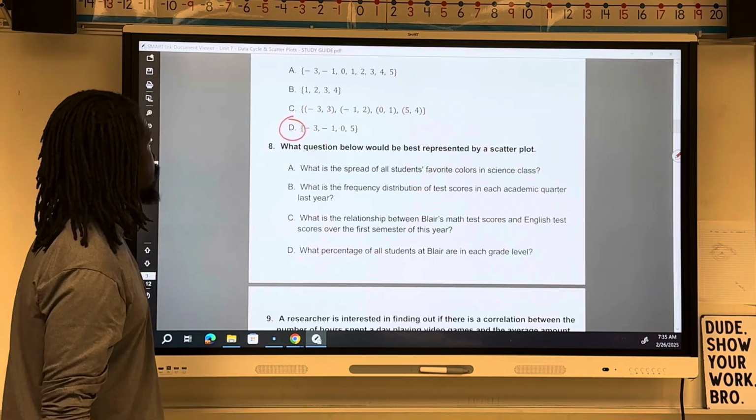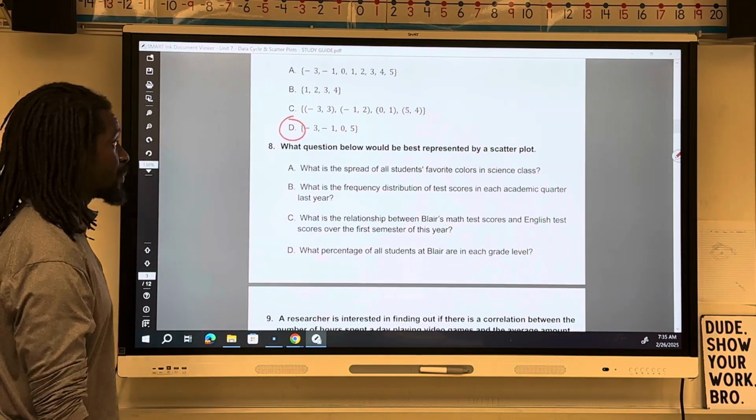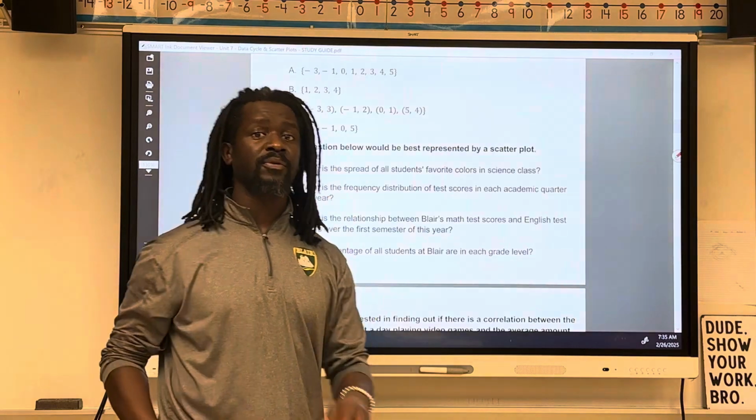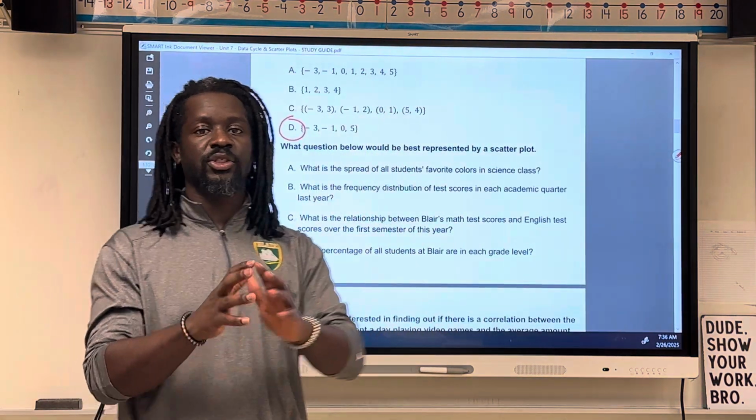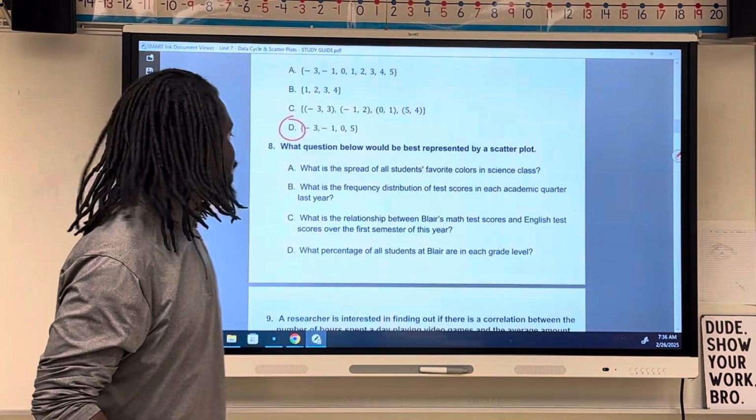Moving on. Which question below would best represent a scatter plot? All throughout this unit, we've defined a scatter plot as showing the relationship between two sets of data.